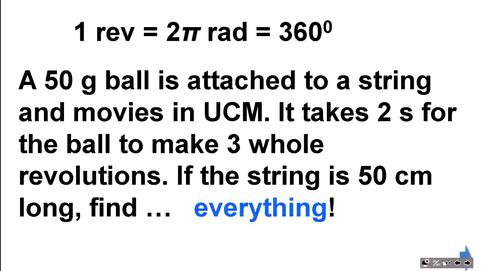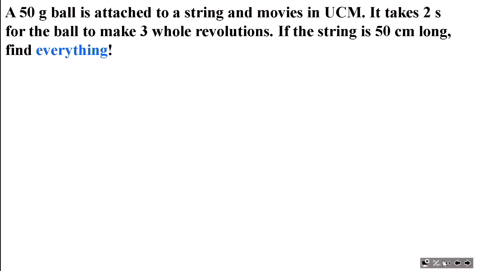Let's do an example. So this is what's happening. So far, most of the examples are related to uniform circular motion, but we will move on eventually to motion with constant acceleration. So the length of this string, which is equal to the radius of the trajectory, equals a half of a meter. And the mass of this ball equals 50 grams, 0.05 kilogram. And it makes 3 revolutions in 2 seconds.